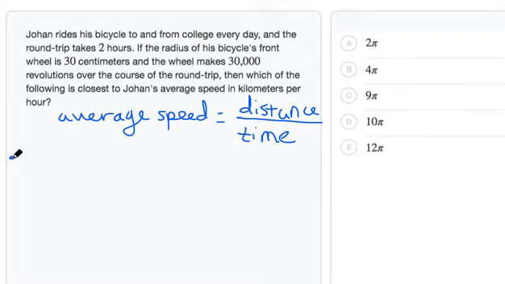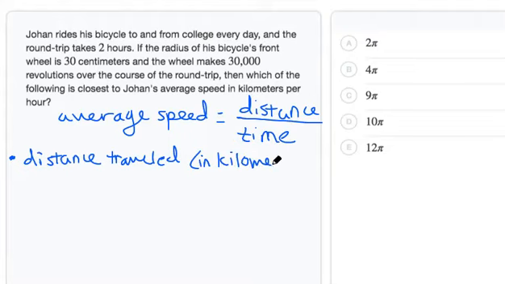So before we actually can use this formula, let's go ahead and find the distance traveled. And the distance traveled we're going to need in kilometers. Now, kilometers we can represent as the subscript km, just so it's easier for us to write when we're going through and converting.